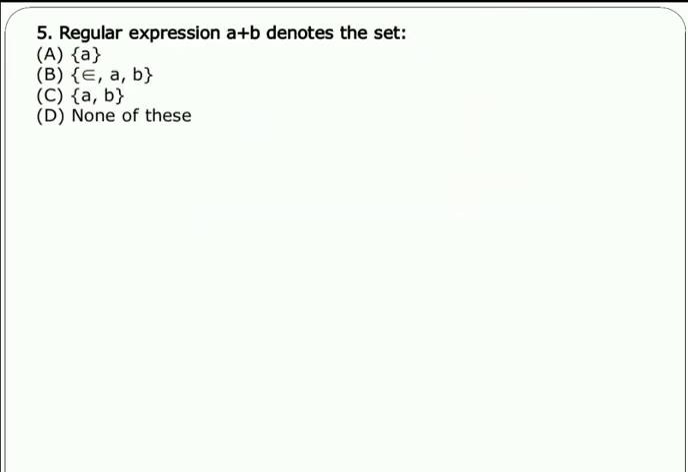Next one. Regular expression A plus B denotes the set. So which of the given sets does A plus B denote? Regular expression A plus B means either A or B can be accepted. Only this can be written as A comma B. So the answer is option C.